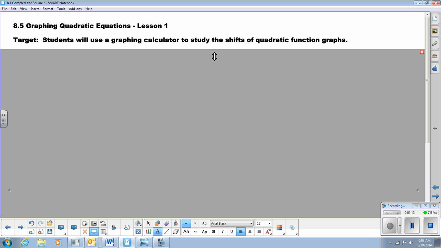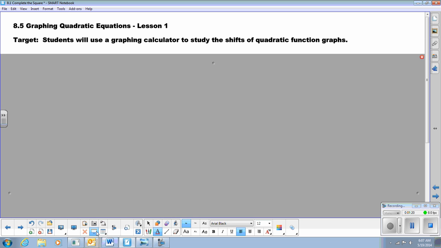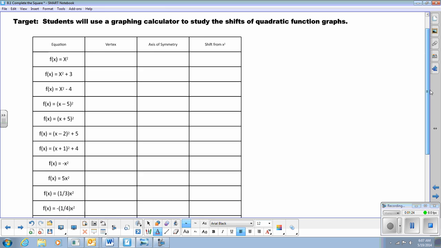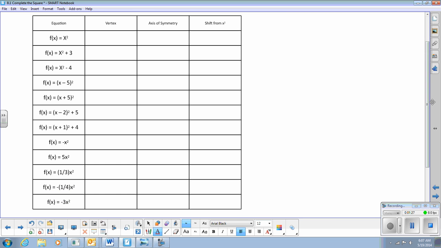Okay, so now that you've got your window set, the range set on the graphing calculator that you took out of that drawer of the filing cabinet, there is now a table that I want you to copy. So you're going to need to pause the video here, and this table needs to be copied into your notebook. You want to have all 4 columns, where we have all of the equations, and then you're going to have the vertex column, what we call the axis of symmetry, and the shift from x squared. So why don't you pause the video here and then record this table, please.